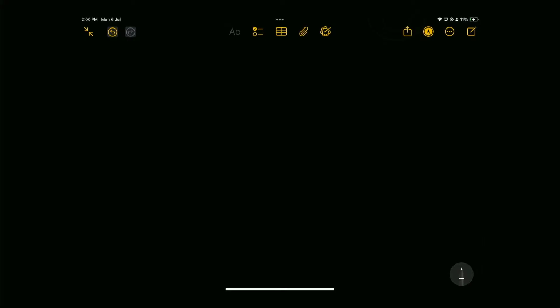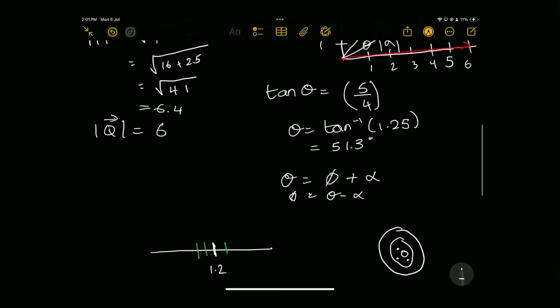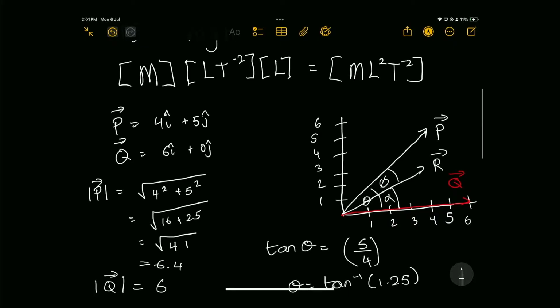Okay, so let's continue. We talked about dimensional analysis. We talked about vectors and scalars. Now we found the magnitude, the angles, we sketched the vectors, but actually we didn't do addition and subtraction of vectors. But as we know, this is easy, because let's take our example here, if we have P plus Q.